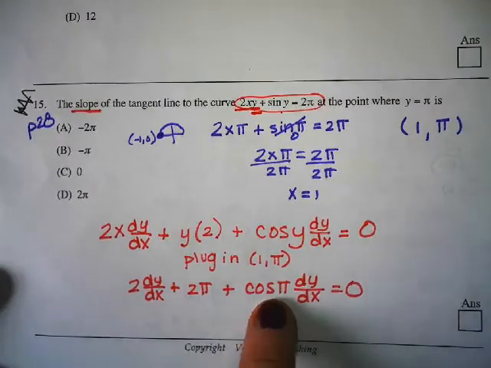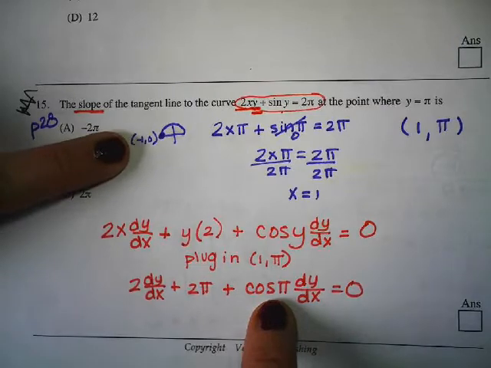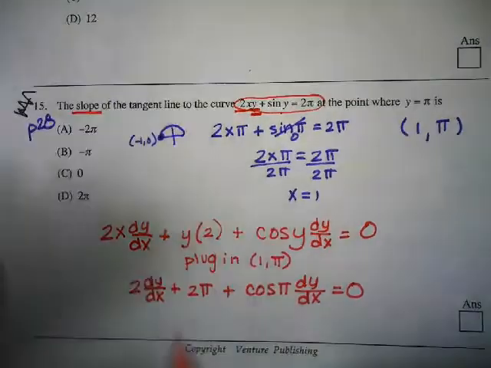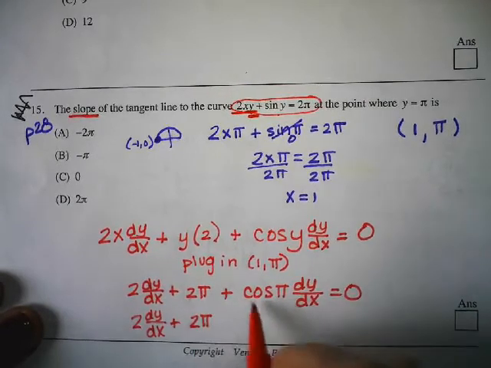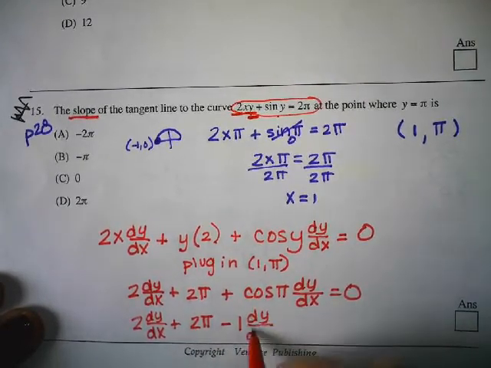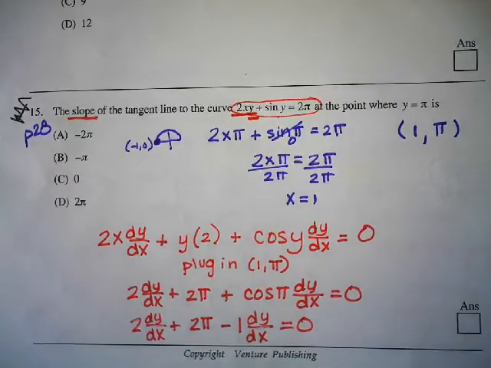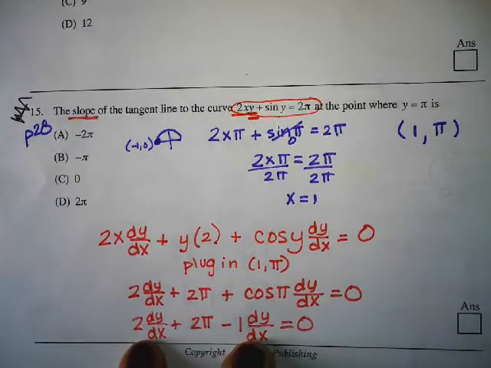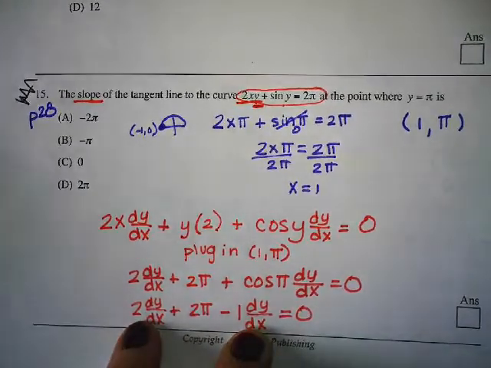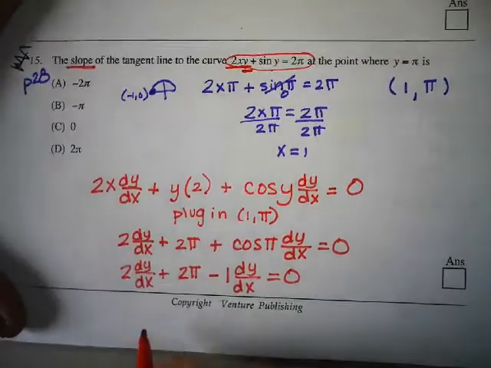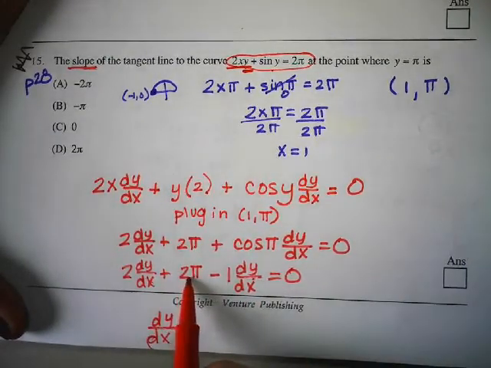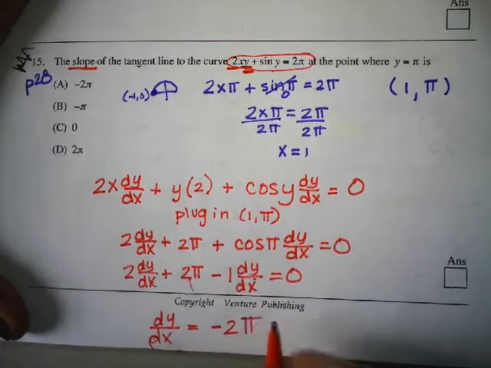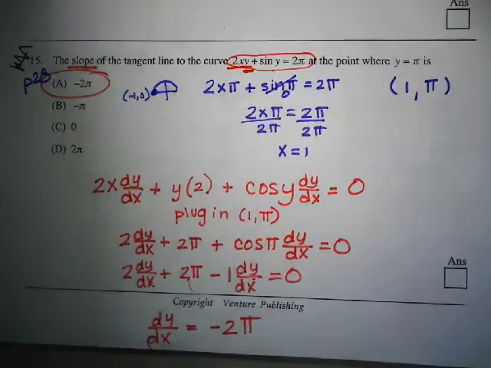I'm figuring out what the cosine of pi is. Well, remember this little half unit circle I drew up here. Pi's over here, and the cosine is -1. So I have 2 dy dx plus 2 pi. This is -1 dy dx equals 0. And my goal is to solve for dy dx. I can combine these two like terms. 2 dy dx minus 1 dy dx is just 1 dy dx, or dy dx. Combine those, and I'm going to bring this 2 pi over to the right side, so it is equal to -2 pi, and my answer is A.